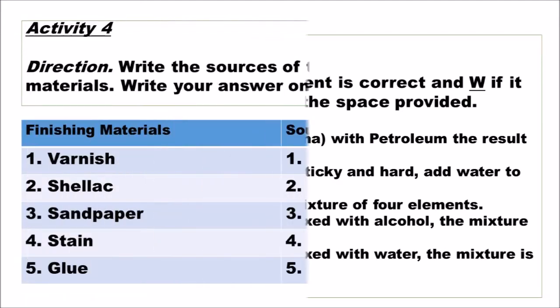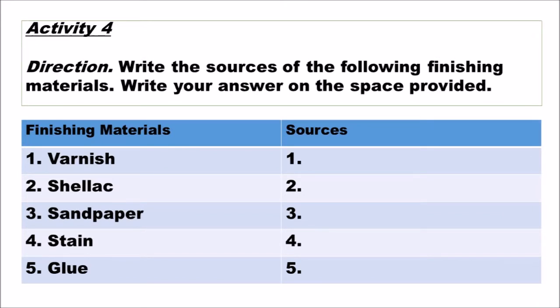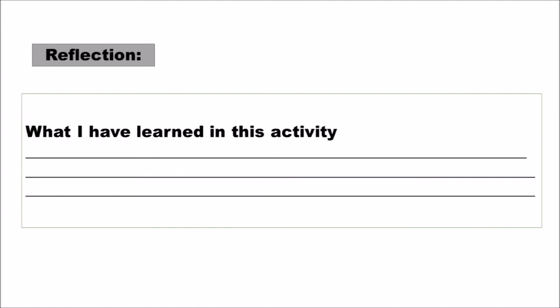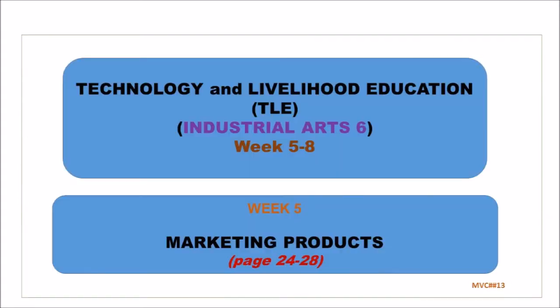Next, activity 4. Dito naman po ay isulat ninyo kung ano ang sources ng mga material na nabanggit. Let us see number 1, varnish. Saan ba galing ang mga material na ginamit dito? It is easy for you to provide the sources of these finishing materials kapag binasa ninyo ang mga impormasyon sa inyong learning activity sheet. Pagkatapos mong sagutin ang mga activities, ay magbigay ka ng maikling reflection kung ano ang natutunan mo sa topic na ito. Next topic is marketing products.